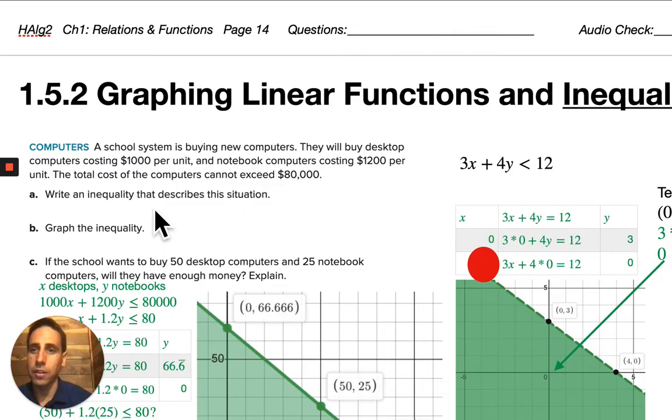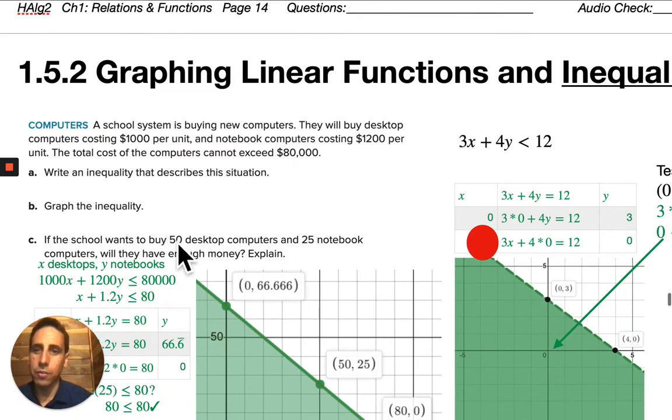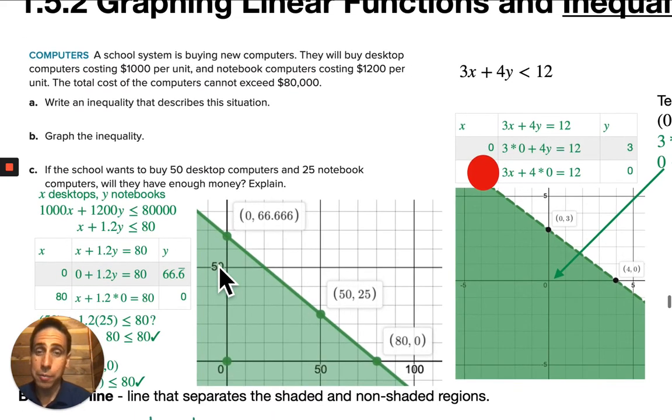Write an inequality, graph it, and then if you want to do 50 of one and 25 of another, we have enough money. So, as with any word problem, I highly recommend you doing knowns and unknowns. So often with word problems, students just freeze, deer in the headlights, not sure what to do. But the moment you choose a letter from the alphabet to represent the thing or things that you don't know, then all of a sudden things get unlocked and they start flowing. It's like the writer's block has already been loosened up and you can do something.